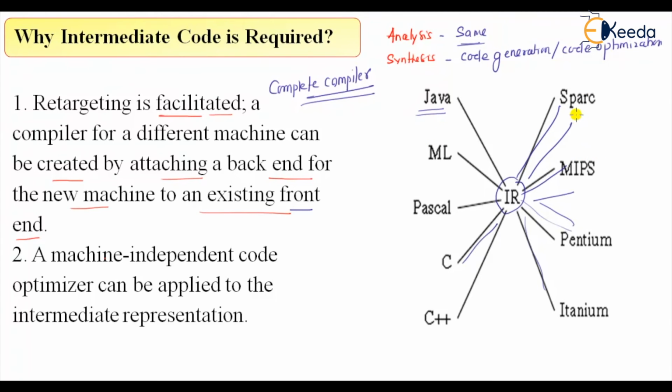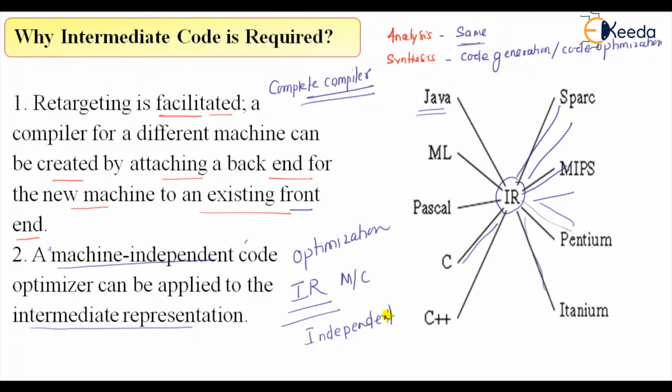It's block structured, and we can attach a few more blocks and it will work well for Sparc, MIPS and other architectures. The second interesting point in this case is that machine independent code optimization can be applied to the intermediate representation. So some sort of optimization is also performed in the IR, the intermediate representation, and that optimization is machine independent.